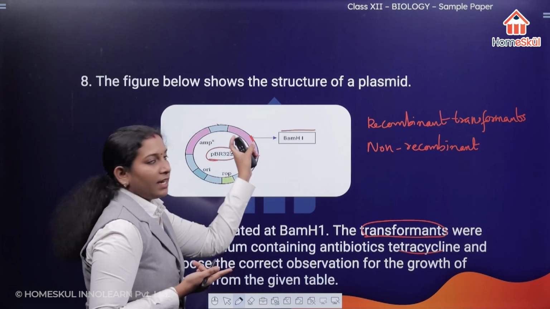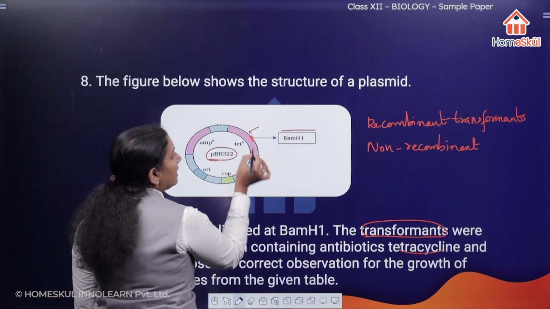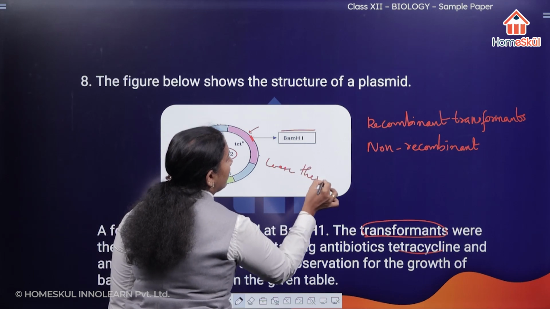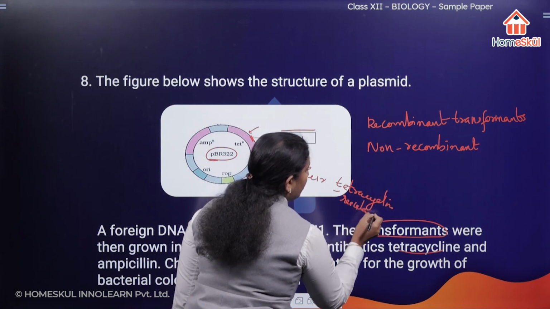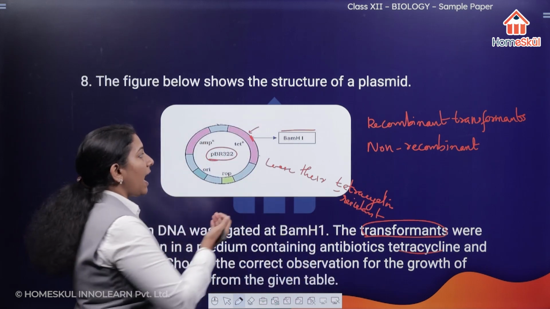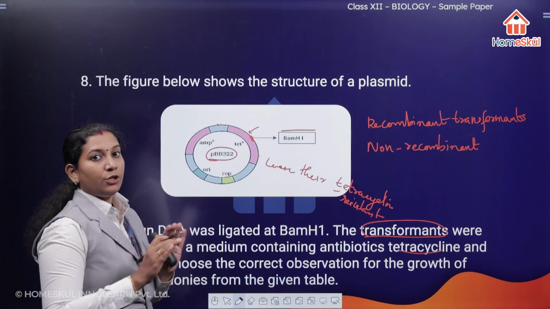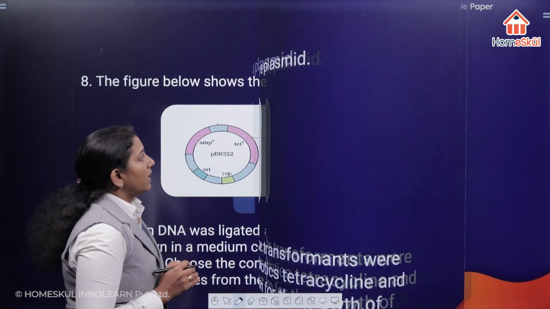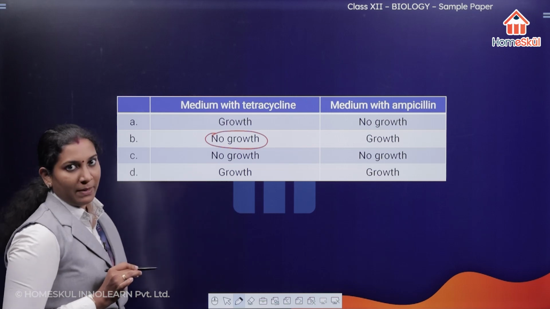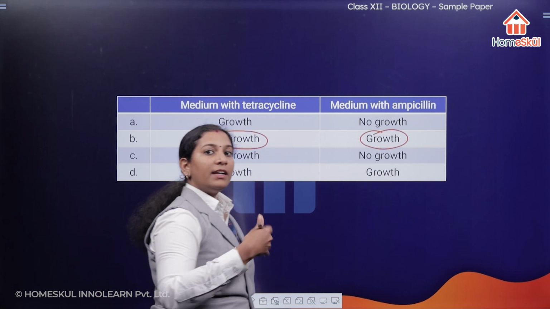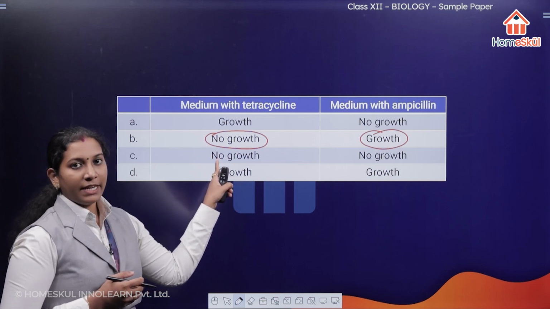But in this tetracycline resistance site, the tet R site, what will happen? When the foreign gene is inserted, they lose their tetracycline resistance. So when they are recombinant, when they have the gene of interest, they lose their tetracycline resistance and will no longer survive in the tetracycline medium. In tetracycline medium you cannot find any growth of bacterial colonies, no growth is observed, and in the ampicillin medium they are very much grown. So they have ampicillin resistance but not tetracycline resistance. Right, that is the answer here.